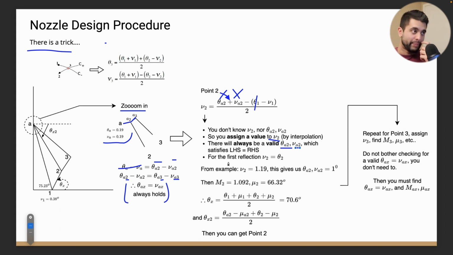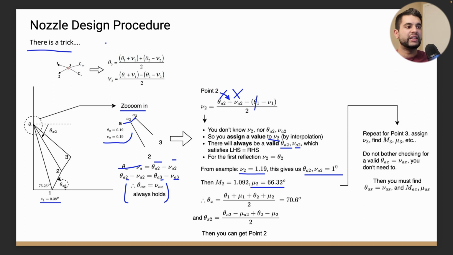Okay? Because if you think about it, if you add two numbers and it's divided by 2, like if you have, let's say, x plus y divided by 2 is equal to some value n, no matter what the value of n is, you will always have a valid x and y, right? It's just math. So we can move on. From interpolation, I chose nu 2 is equal to 1.19, and then you can backward solve for theta A2 and nu A2, because remember, right? This is 1.19 times 2, that's 2.38, minus 0.38, which is nu 1 here, that's 2. And then since these two are the same, you divide by 2, you get 1 each. So from this, you can get M2 and then the MOC angle.